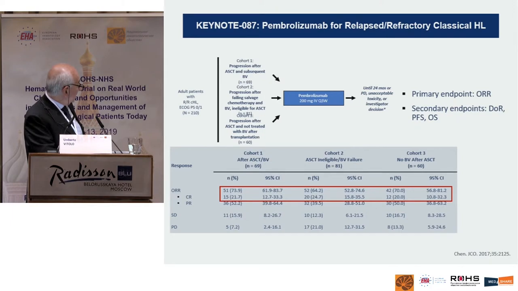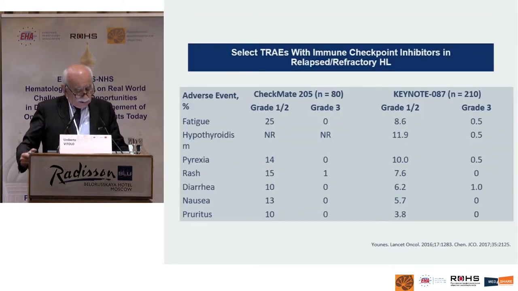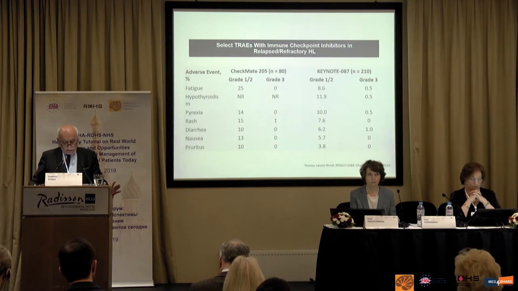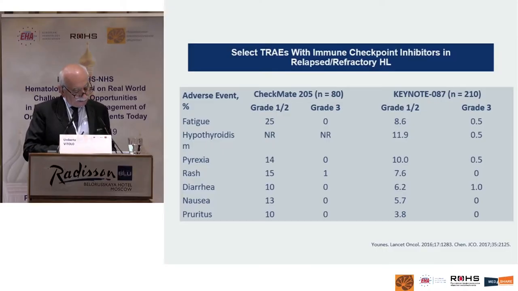And this is true also for the second checkpoint inhibitor, pembrolizumab, with an overall response rate of around 65-70%, and most of these responses are complete remissions. This is the toxicity of both agents, which are very well tolerated. Some autoimmune disease like thyroiditis, fatigue, some gastrointestinal effects, but no major effects.